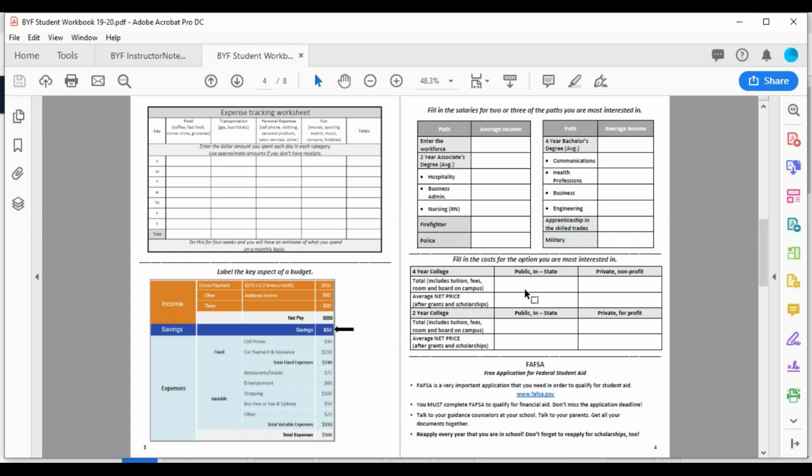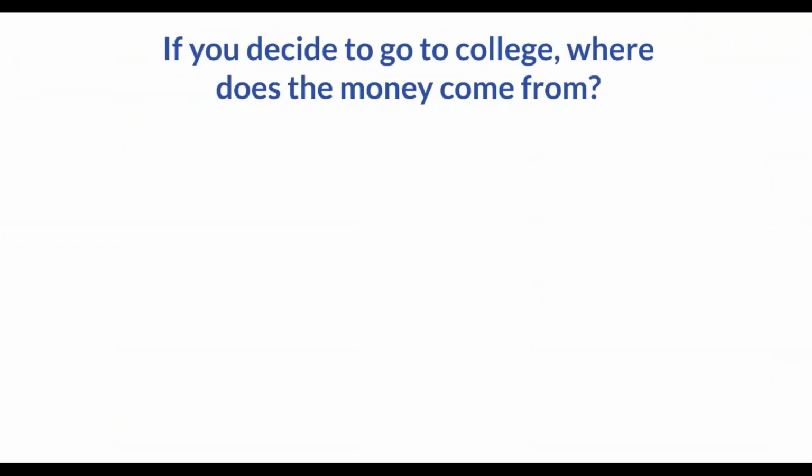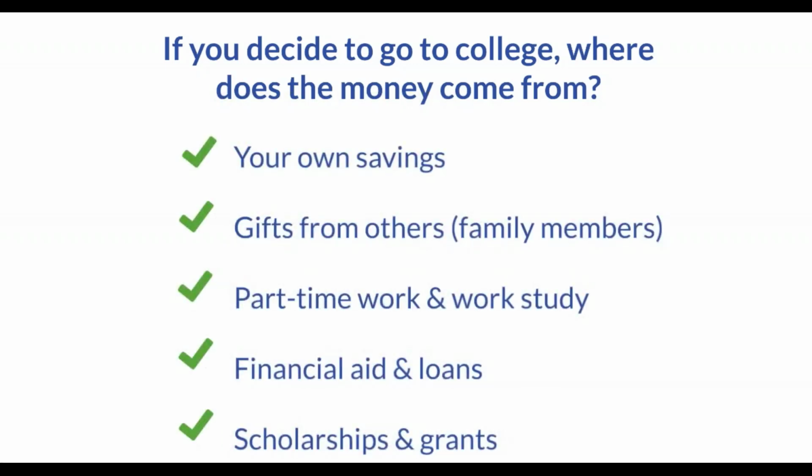So again, we're not going to ask them to fill in all of the numbers on that slide, just to pick the 1 or 2 that they think they're really interested in. Next, we talk a little bit about financial aid and scholarships and all of that. So you're going to ask the students if they know where the money to pay for college comes from. And then you'll reveal some of these options.